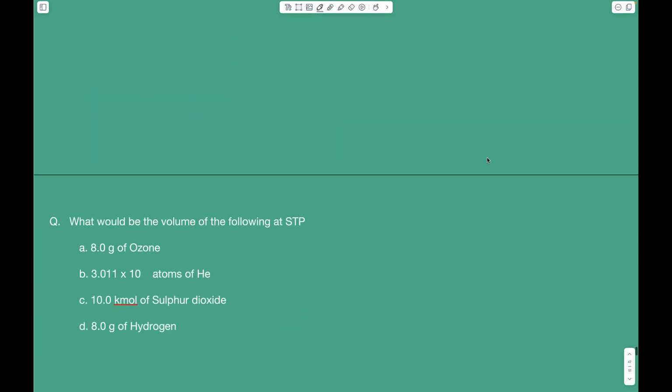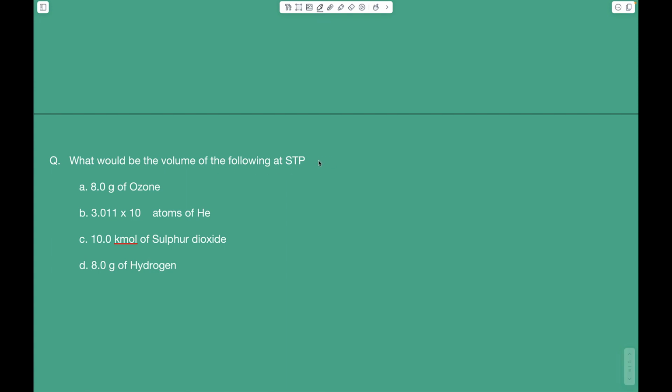What do we have next? What would be the volume of the following at STP? To get the volume of a substance, you have to multiply the amount of substance with its molar volume. Here we are talking about ozone, and it is a gas at STP, and we treat it as an ideal gas. So the molar volume of an ideal gas at STP is 22.7 or 22.4 liter per mole, depending upon the textbook you are following.